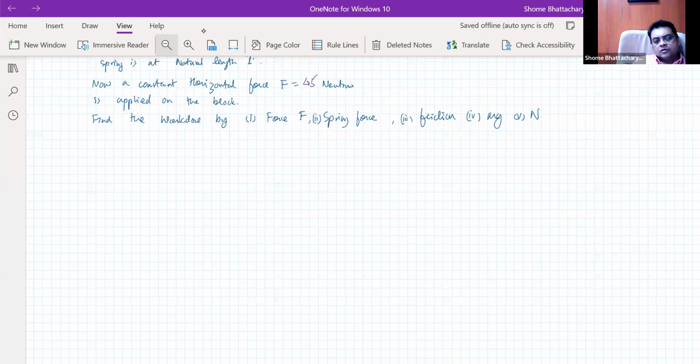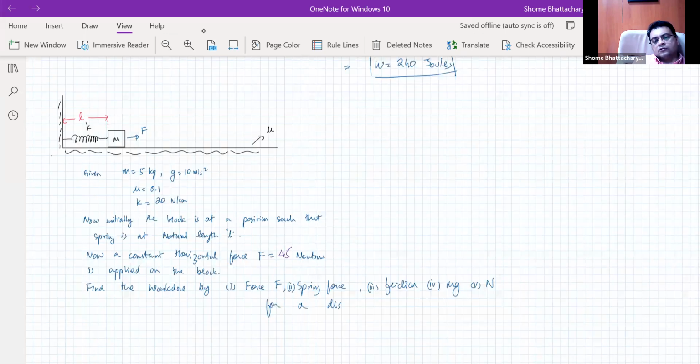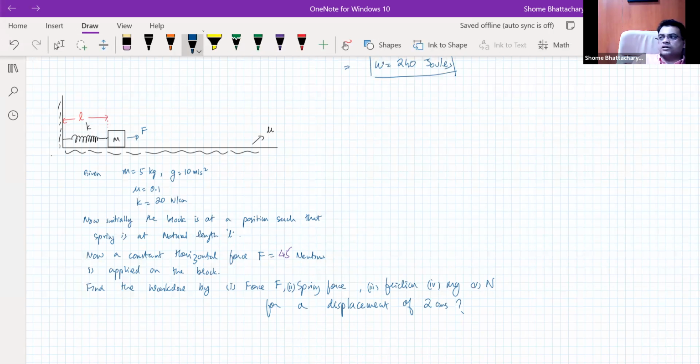For a displacement of 2 centimeters. So as the block displaces through 2 centimeters, you want to find the work done by each of these forces. The external force F, which we are applying horizontally and of constant magnitude, 45 newtons on the block. The spring force that the spring is applying on the block. Okay, now we'll discuss a little bit about spring force also before we sit down to solve this problem.